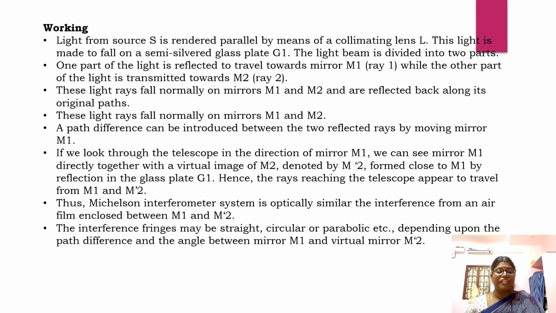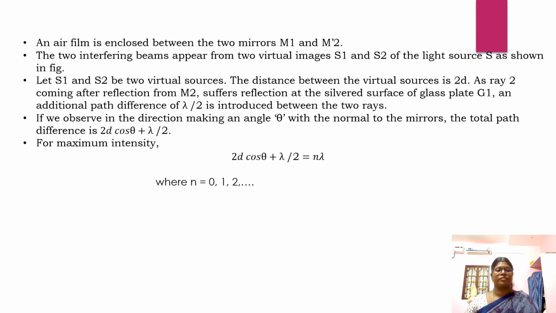Thus, the Michelson interferometer system is optically similar to the interference from an air film enclosed between these two, that is M1 and the virtual image M2 prime. The interference fringes may be straight, circular or parabolic, etc., depending upon the path difference and the angle between M1 and the virtual image M2 prime. An air film is enclosed between the two mirrors M1 and M2 prime.